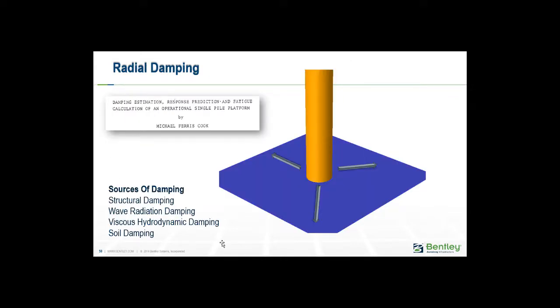Another capability we have for monopiles is the ability to generate radial damping. This is based upon a master's thesis by Michael Ferris Cook, and basically it accounts for structural damping, wave radiation damping, viscous hydrodynamic damping, and soil damping as well.